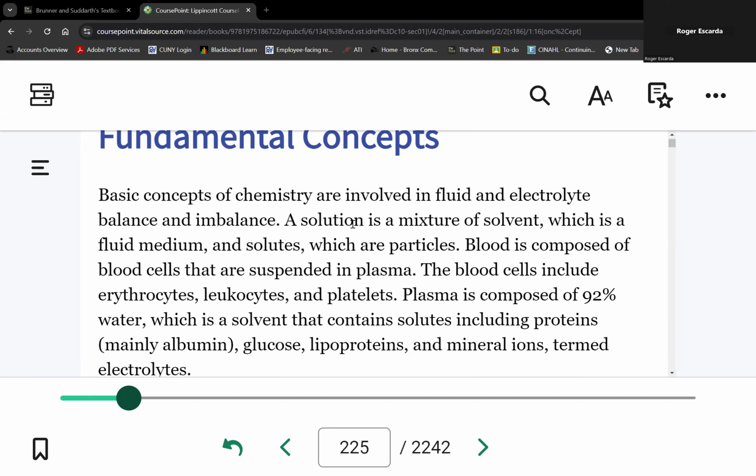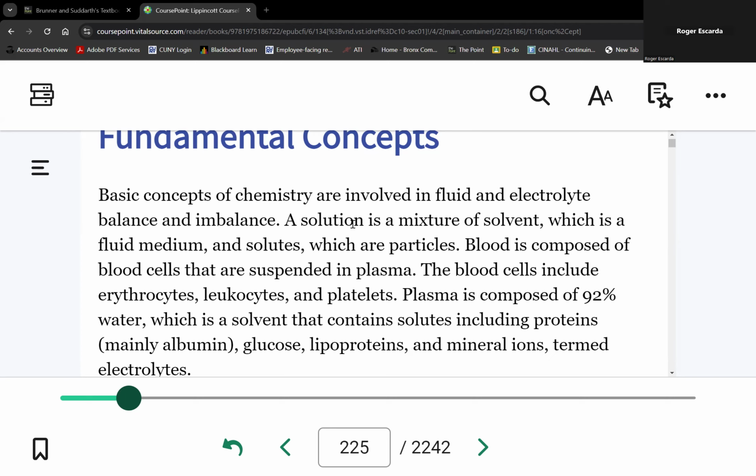Okay, so there are two major compartments. Water can either be inside the cell or outside the cell. When it's outside the cell, there are two subcompartments: it's either in the blood vessels or somewhere in between cells and blood vessels. Again, there are two major compartments of water in the human body. Water is either inside the cell or outside the cell. When we say outside, there are two subcompartments.